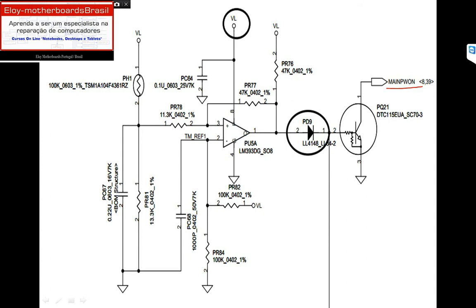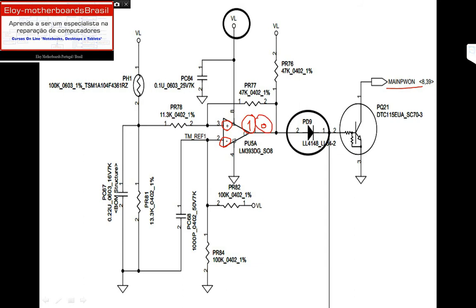Compare the values, okay, because it is a comparator. It will compare both values right here. If pin number 1 is higher than pin number 2, here we have one logic, or we will have voltage. If pin 2 is higher than pin 3, we will have zero logic, no voltage right here.